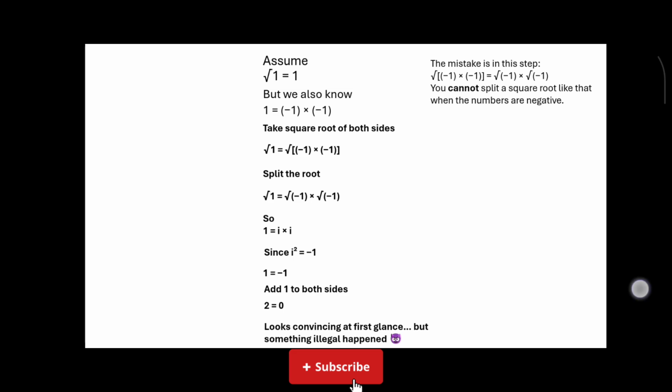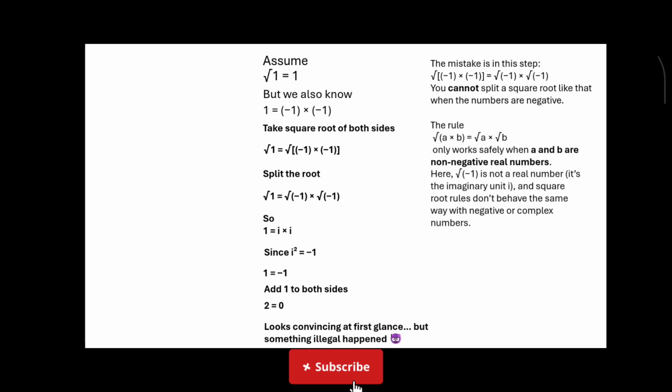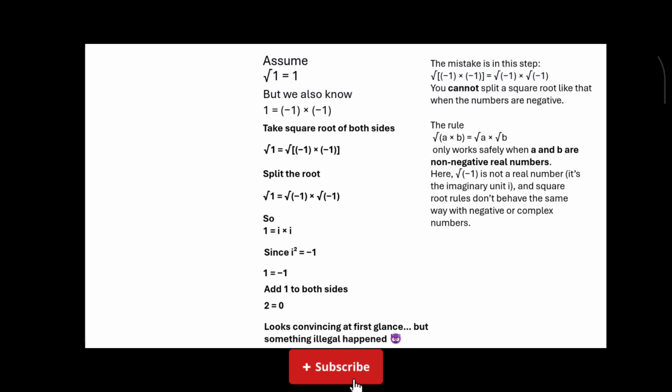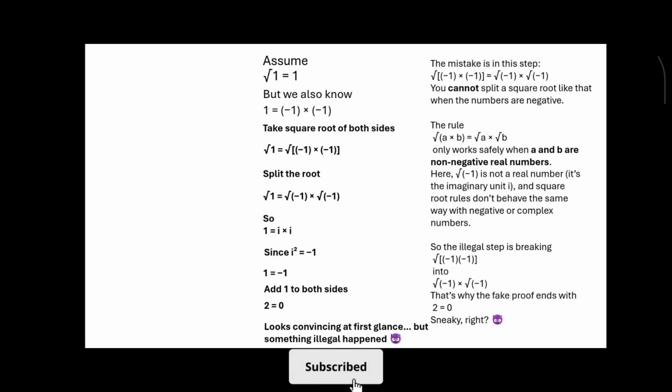The rule that says the square root of a times b equals the square root of a times the square root of b only works safely when both numbers are non-negative real numbers. -1 is not a non-negative real number. Its square root is the imaginary unit i. Once we move into complex numbers, the simple square root multiplication rule no longer works in the same way. So breaking the square root of -1 times -1 into two separate square roots is illegal.